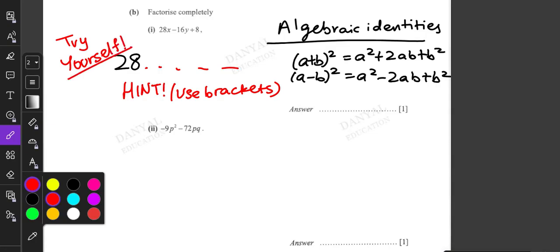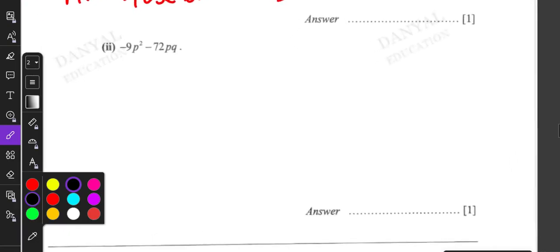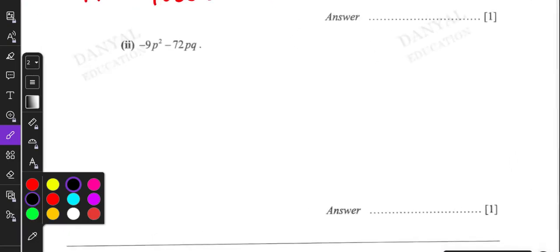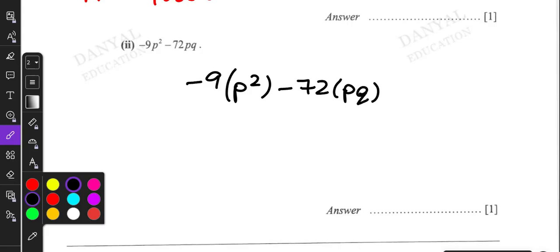Okay, part 2, minus 9p square minus 72p cube. This is completing the square. So this is completed square form. You need to uncomplete the square, you need to make it incomplete. So how do you make it incomplete? Alright, you minus 9 bracket, p square minus 72p cube. This is not simplified.